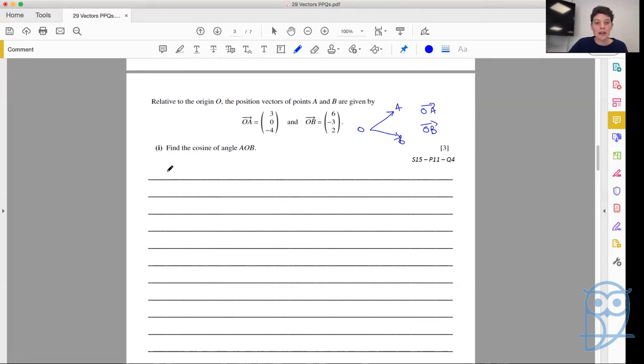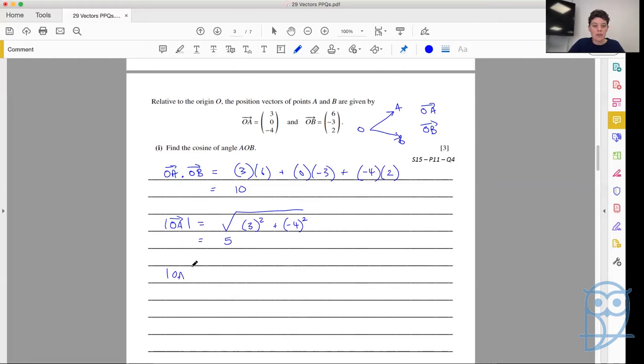So, same thing, dot product. OA dot OB equals 3 by 6 plus 0 by minus 3 plus minus 4 by 2. So that's going to disappear. We combine those two and we get 10. Exactly the same thing as before, magnitude. OA equals square root 3 squared plus minus 4 squared, being careful of our signs, going to equal 5.